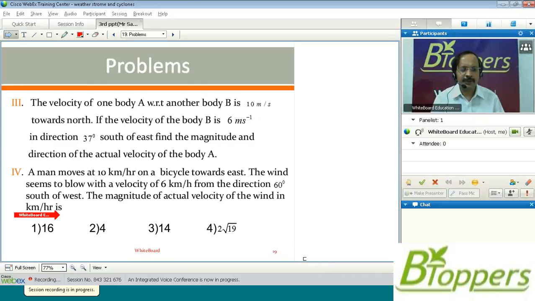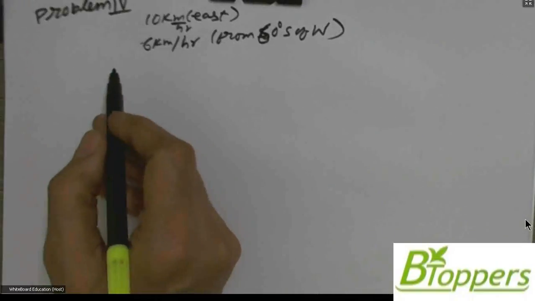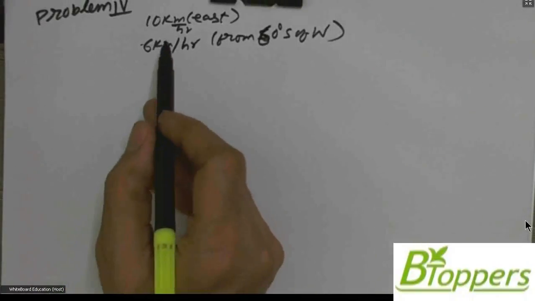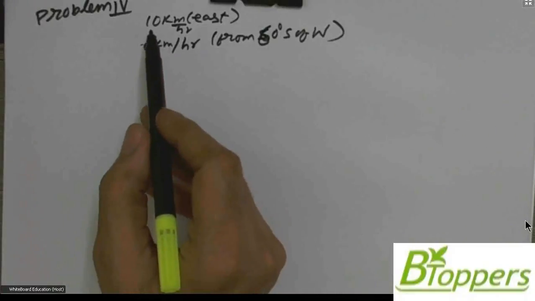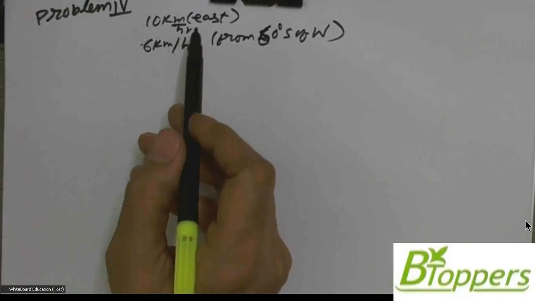So next I have given the 4 multiple choice options, out of which one of them is correct. So I am going to discuss this problem now. Look at the solution of the problem. In problem number 4, you are given that the velocity of the man is 10 km per hour towards east.